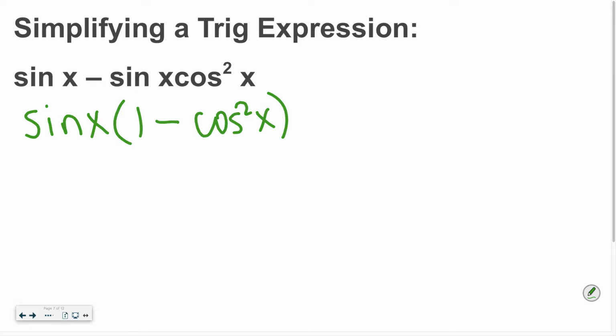Do we have something that we wrote down that has a 1 and a cosine squared? Jacob, what did we write down? What is the identity that you're thinking about? The reciprocal identity is 1 over the cosine. Okay, in this right here, is this a fraction? No. So while yes, the reciprocal identity has a 1 and a cosine, there's no subtraction there, right? Is there a different identity with a 1 and a cosine?